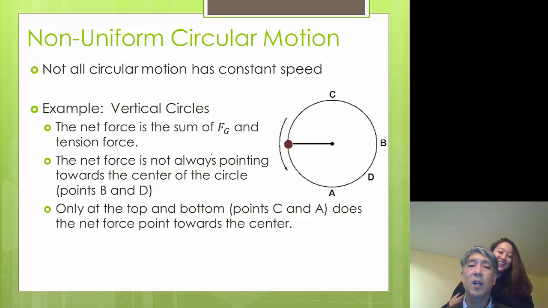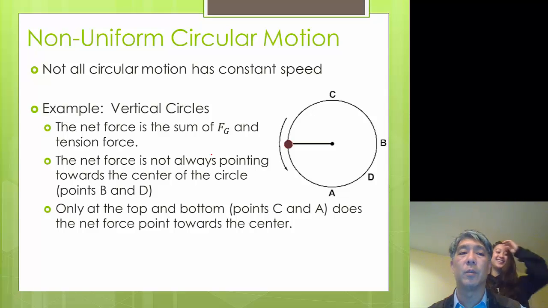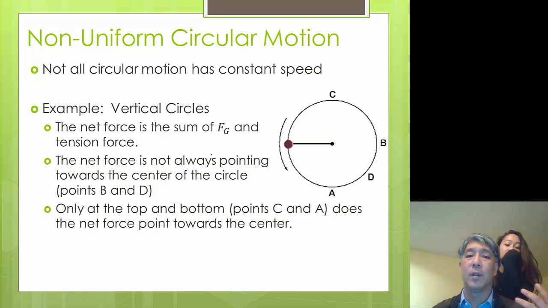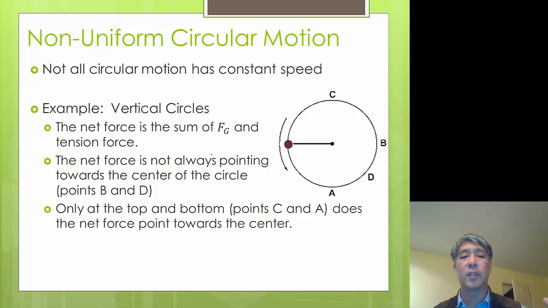The last thing I want to cover is non-uniform circular motion. Not all circular motion will be at a constant speed, in particular things that are moving in a vertical circle, going up and down and up and down. In this case, the net force is going to be the vector sum of the gravitational force, straight downwards, and the tension force, which is basically just the string or whatever is holding it into the center.